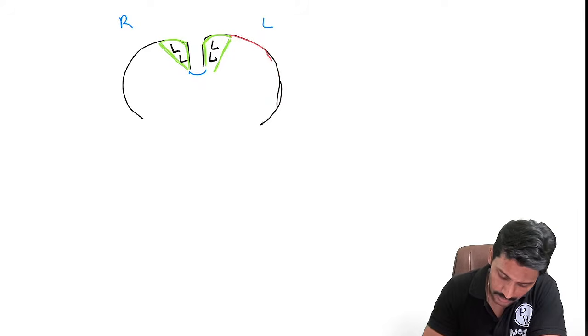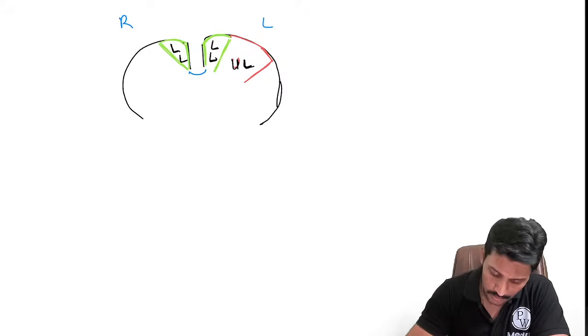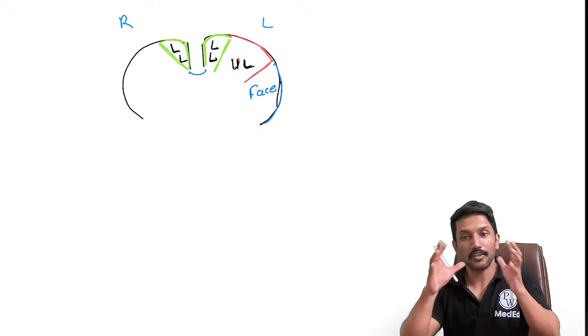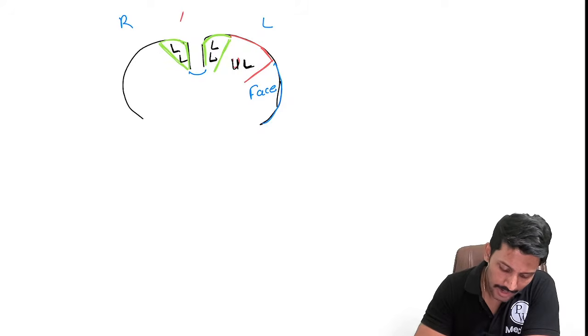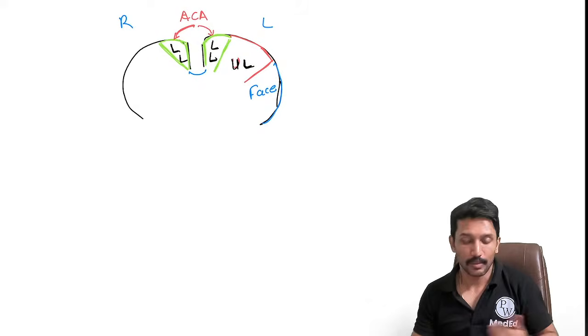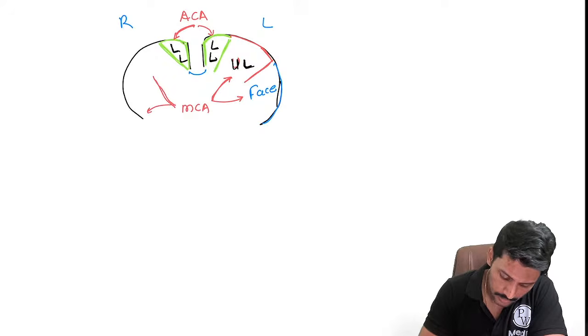Neurons representing the upper limb are present. And then in the inferolateral part, here you have the neurons representing the face. Face has a very large representation in the motor area of the brain. And when we look at the blood supply, the anterior cerebral artery is giving the blood supply to the superomedial part of the cerebral hemispheres. But the place where the face and upper limb are represented is getting the blood supply from the middle cerebral artery.